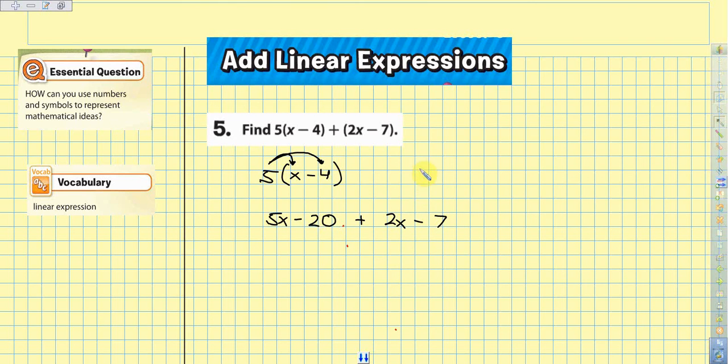Okay, next thing I'm going to do, so that was the first thing. Distribute the 5. Second thing, add the opposite. Oops. Add the opposite. Well, we'll just go from there. It's not writing for me. Okay, so we have 5x minus 20 plus 2x minus 7. Add the opposite.